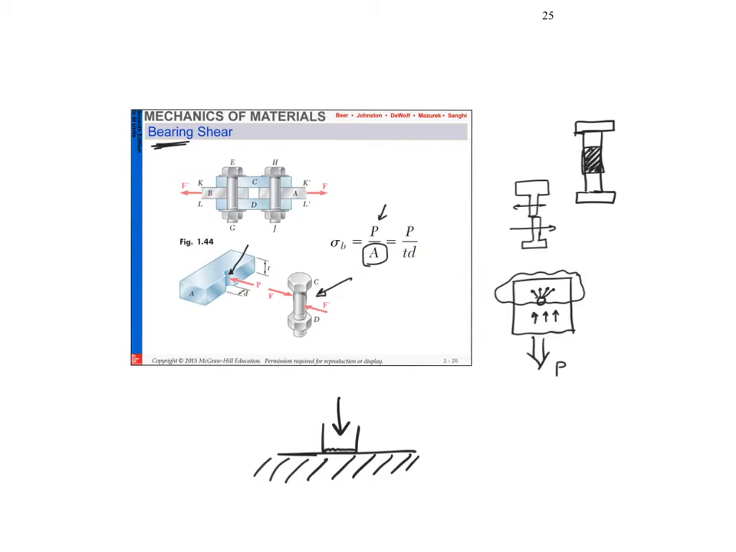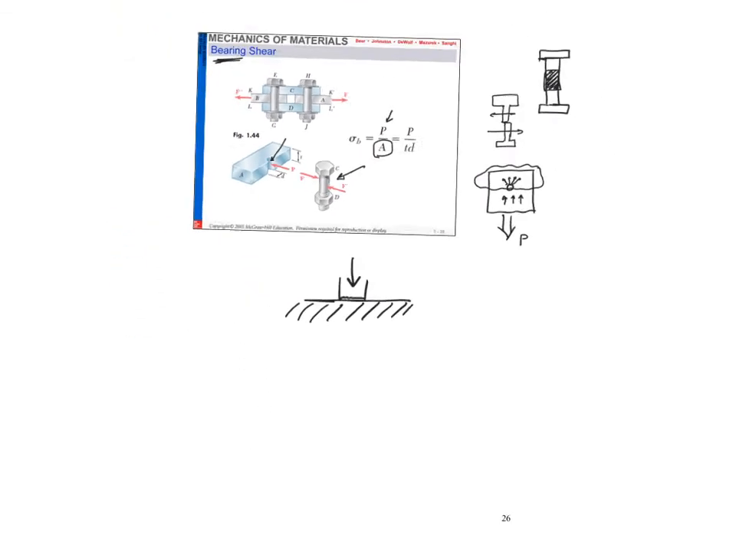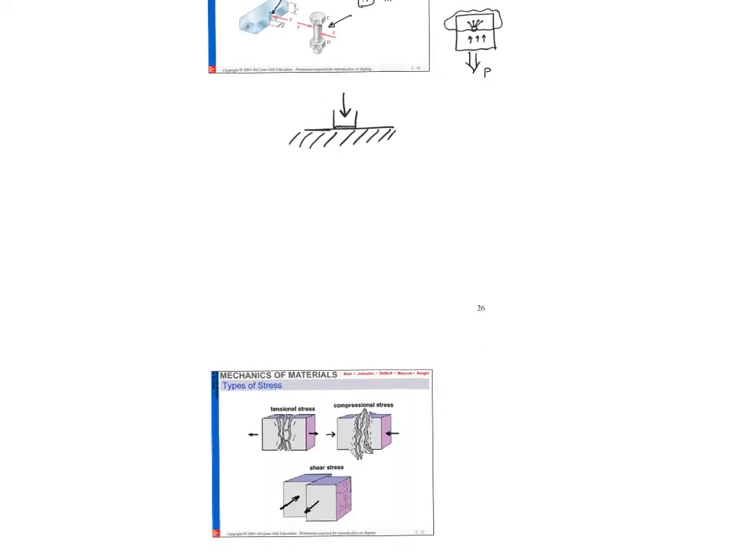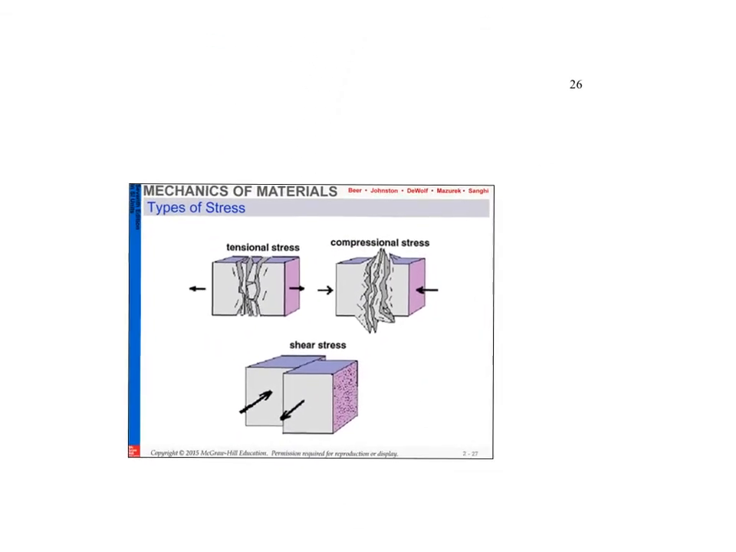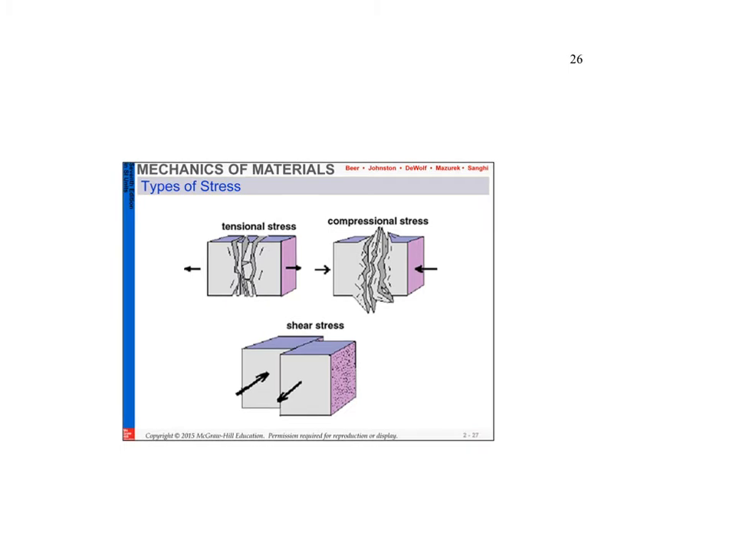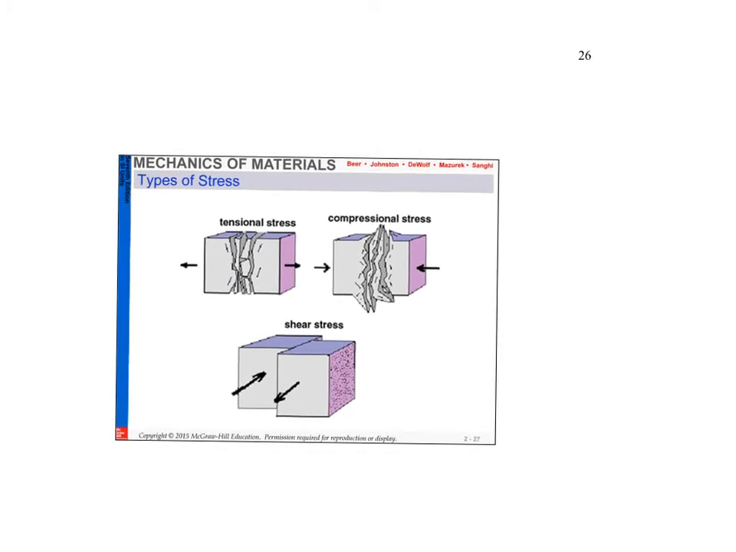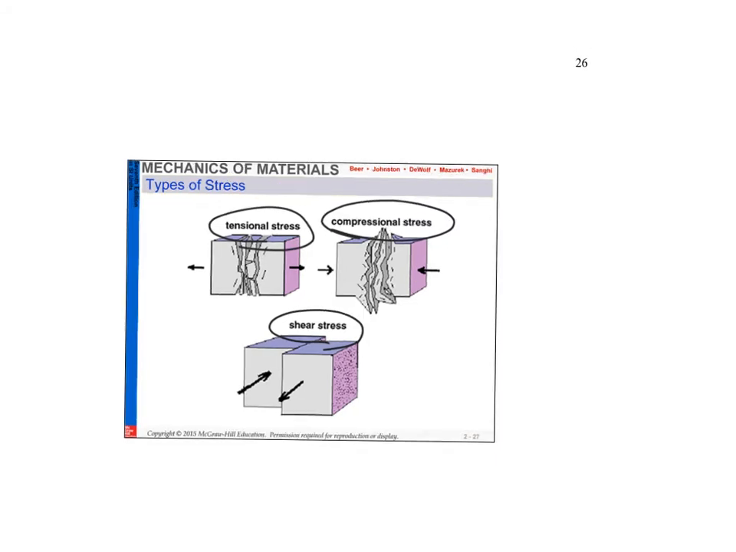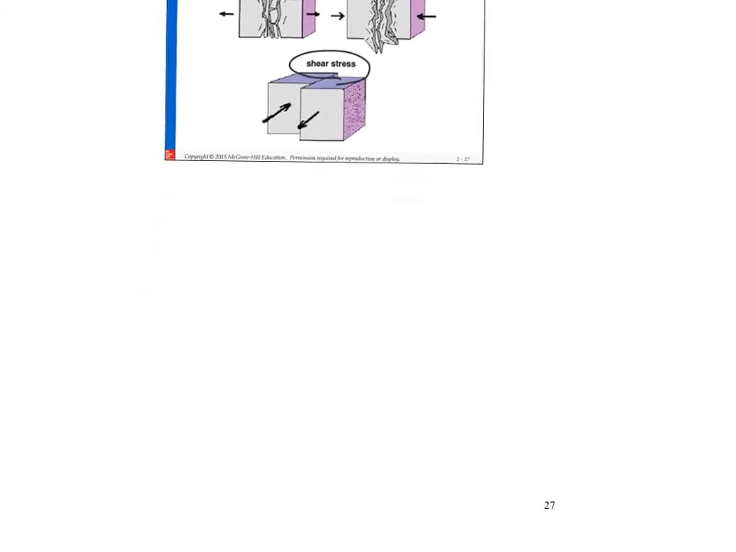Okay? So this is very simple, another type of stress that we look at as well. Now, the stresses that we looked at so far are tensile stresses, compressive stresses, and shear stresses. Bearing stress is a compression stress, one of the types of compression stress. Okay, keep going with the slides.